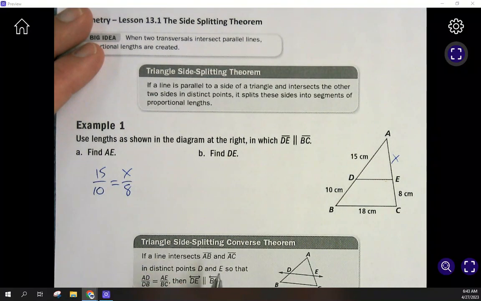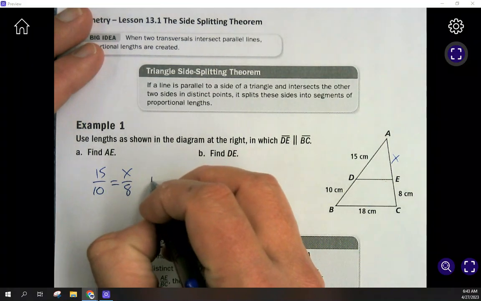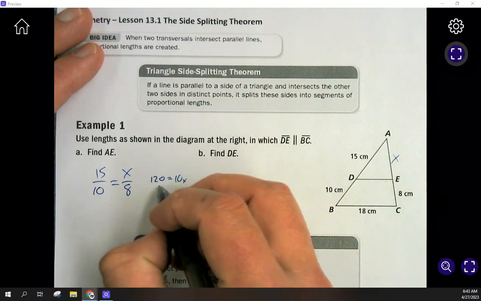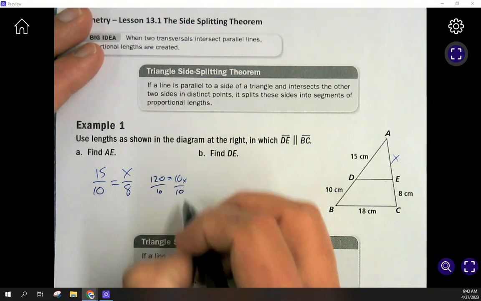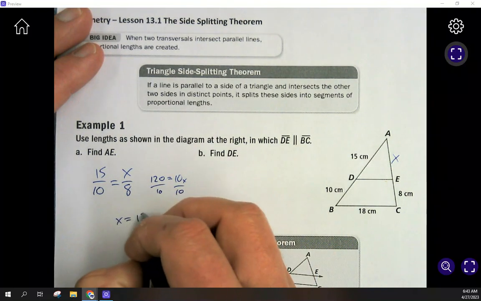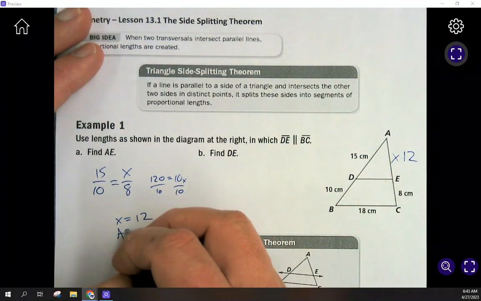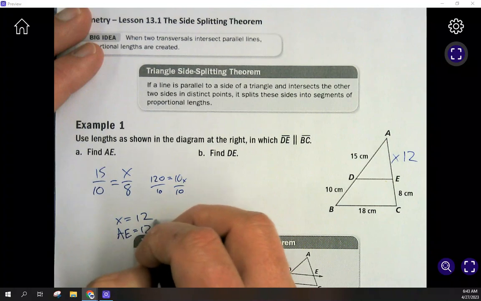I'm going to cross multiply. 8 times 15 is 120. 10 times x is 10x. I'm going to divide by 10. And x equals 12. So that means AE out here equals 12.